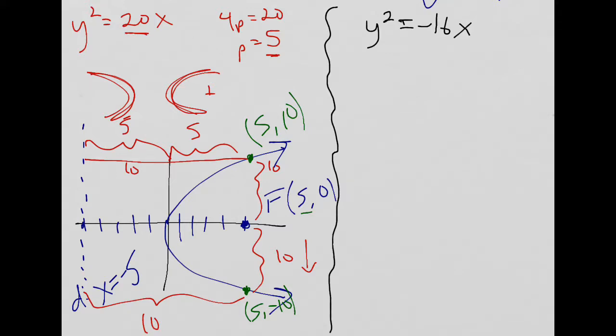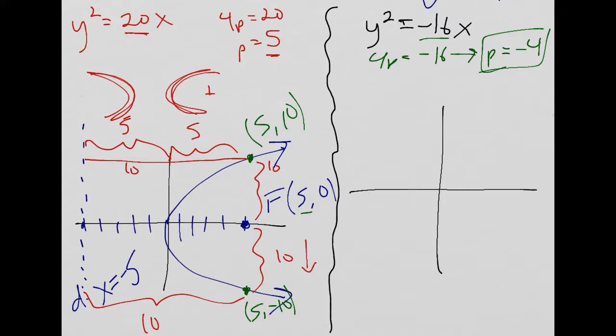So the first thing I would do is say, all right, I know that this is my 4p value, so 4p is -16. If I divide by 4, I get p equals -4. So now I can use that. I'm going to sketch my grid out. Since it's -4, that's going to flip the parabola around the other way. So I'm going to draw a parabola that opens to the left, like that.